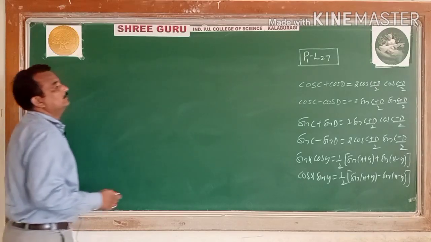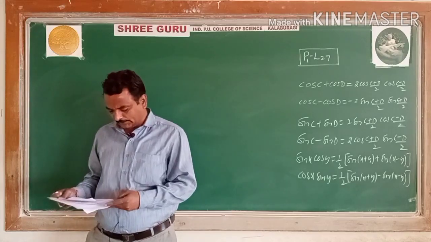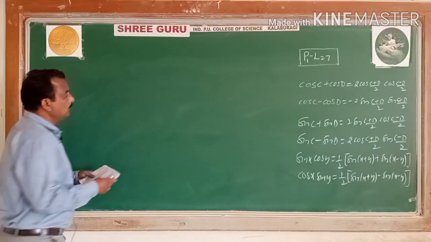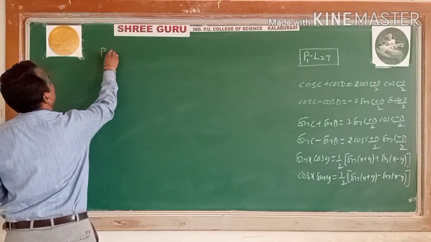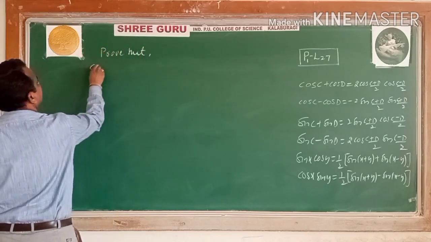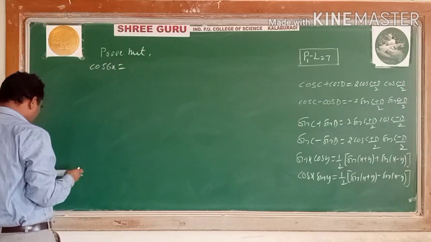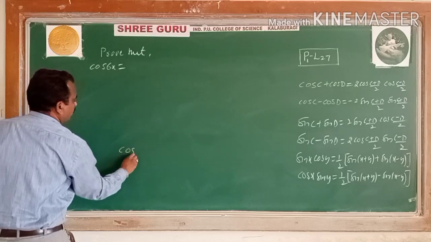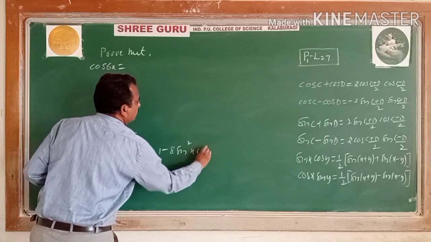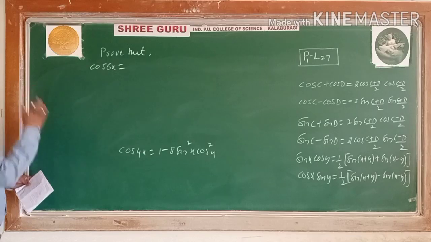In the last class, cos 4x was calculated. The last example is cos of 4x we have calculated. Now let us go for today's next example. Prove that cos 6x equal to, and cos 4x we have calculated in the previous class. Cos 4x equal to, we have proved, 1 minus 8 sin square x into cos square x. In the last example, cos 4x we have calculated. See, this is multiple angles.